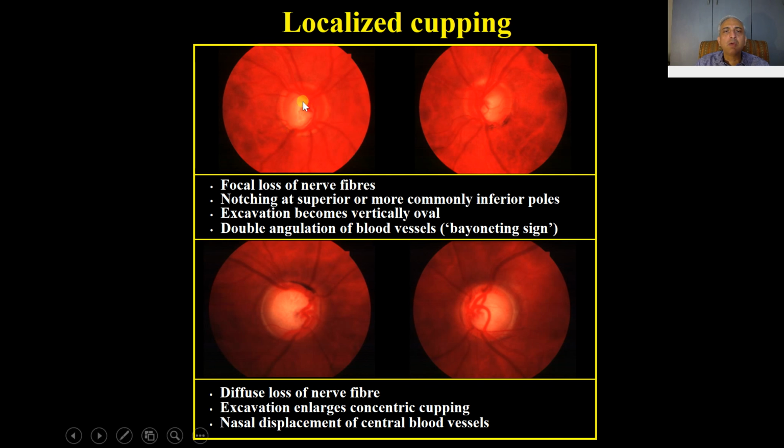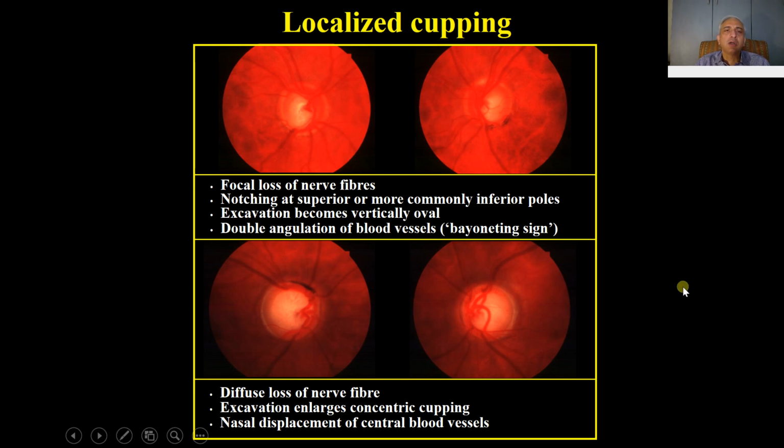If we see a vertically enlarged cup, the cupping is more in this area. Sometimes there's only a notch, so the rim is not available superiorly. But compared to this, you have a concentric cupping over here, so the disc as a whole is enlarged. Here you can see the cup is enlarged vertically, but horizontally it's not enlarged.